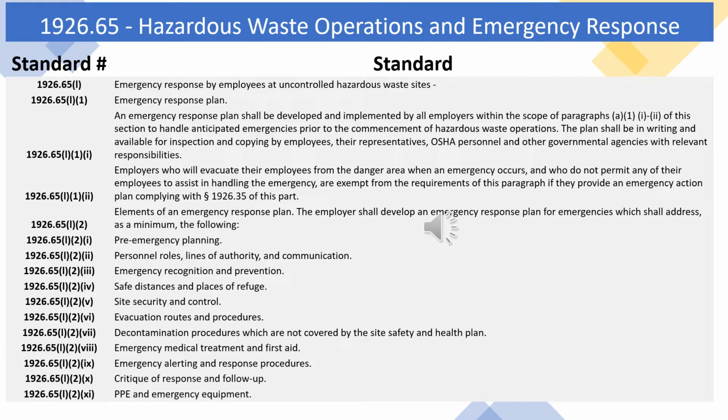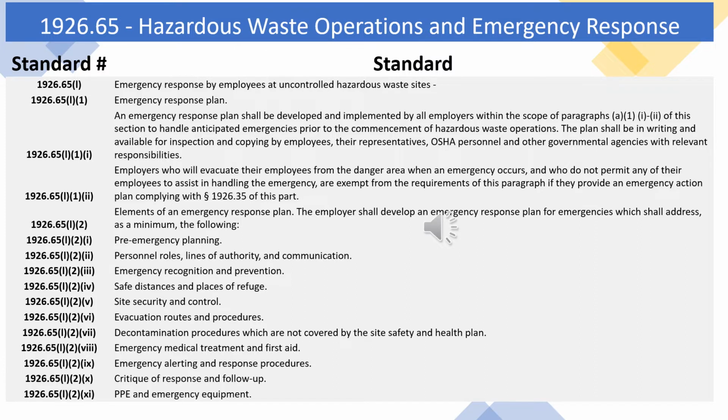1926.65 L1-2 Employers who will evacuate their employees from the danger area when an emergency occurs, and who do not permit any of their employees to assist in handling the emergency, are exempt from the requirements of this paragraph if they provide an emergency action plan complying with Section 1926.35 of this part. 1926.65 L2 Elements of an emergency response plan. The employer shall develop an emergency response plan for emergencies which shall address, as a minimum, the following.